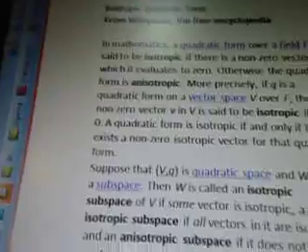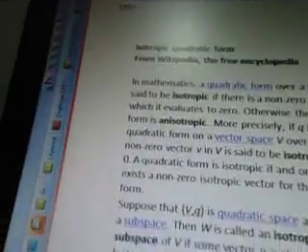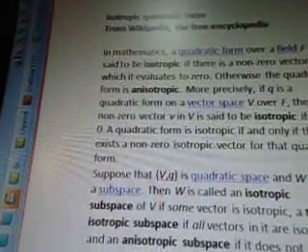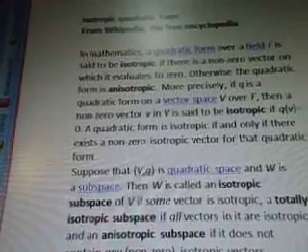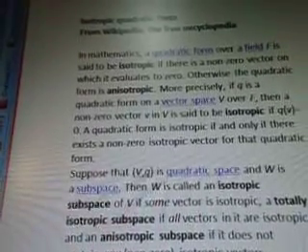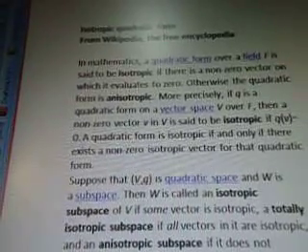So, isotropic quadratic form. I wanted to know what it meant, so I googled it. And it says: in mathematics, a quadratic form over a field F is said to be isotropic if there is a non-zero vector on which it evaluates to zero. Otherwise, the quadratic form is anisotropic.